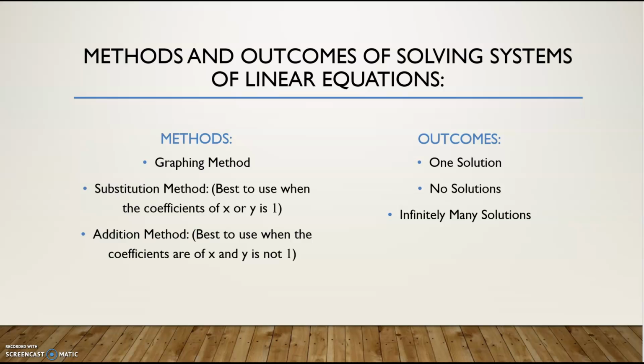Okay, so let's look at methods and outcomes in solving these systems of linear equations. There are three methods: a graphing method, a substitution method, and an addition method. And there are three outcomes: you can have one solution, no solutions, or infinitely many solutions. You'd want to use the substitution method when the coefficients in front of x or y is 1, and it's best to use the addition method when the coefficients of x and y are not 1. We'll go through both of them.